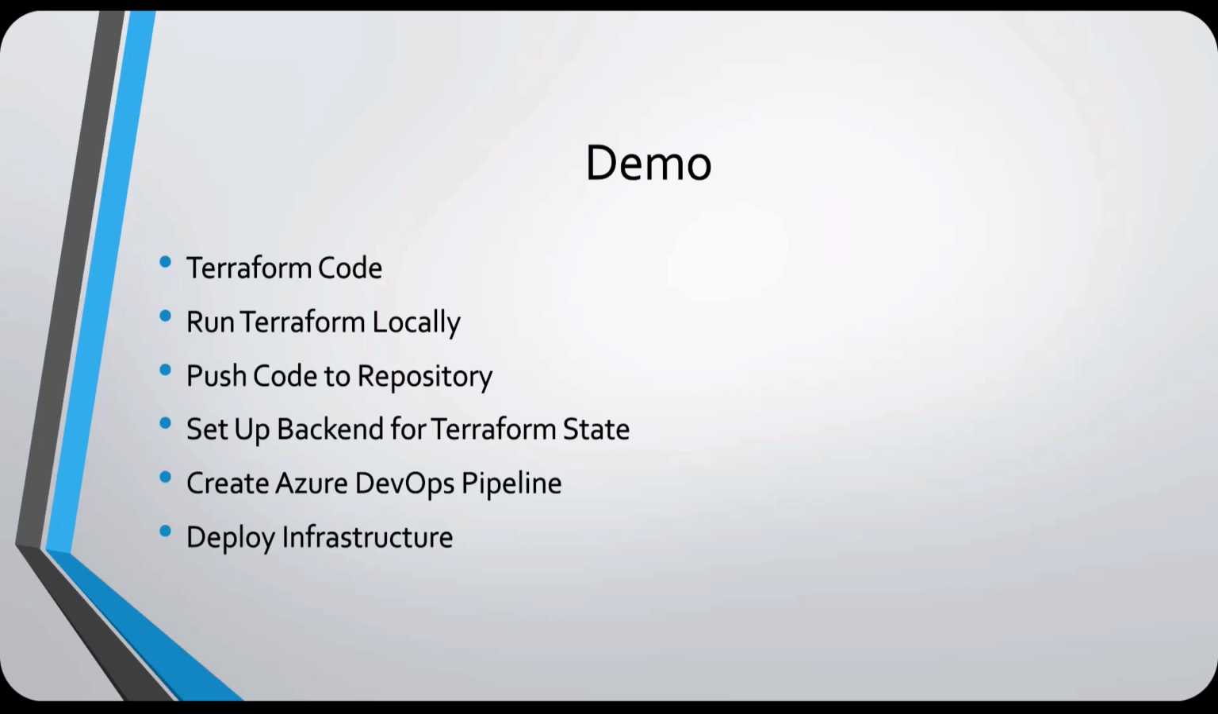We'll create an Azure storage account and a container to store the Terraform state file remotely. We'll define a pipeline YAML file to automate the Terraform workflow, including init, plan, and apply. And then finally, we'll trigger the pipeline and deploy the infrastructure to Azure. Let's jump into the demo and see how it all works together.